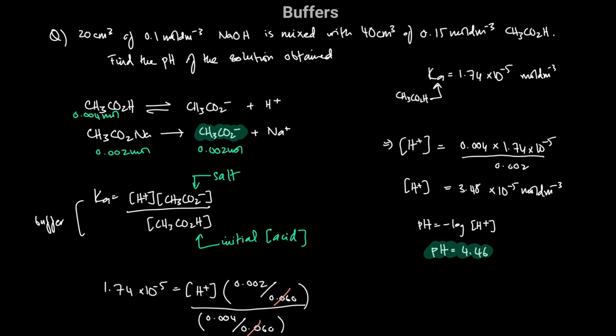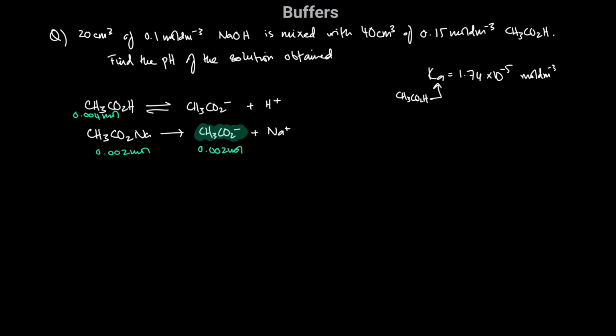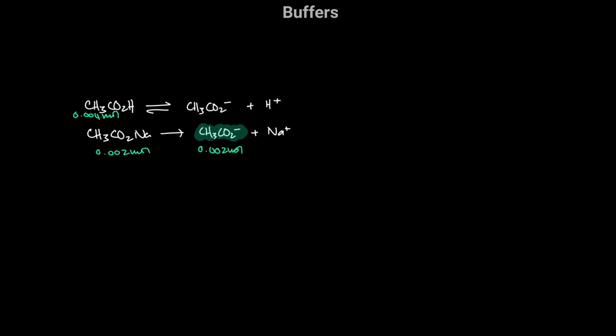Now we know that a buffer solution is a solution that resists changes in pH when small amounts of acid or alkali are added to it. In this particular example, we just calculated the pH of this buffer. It was 4.46, and we want to figure out why or how this buffer is able to resist changes in pH when small amounts of acid or alkali are added to it. So let's say that I have this buffer solution in a beaker, and I'm going to add a small amount of acid to it.